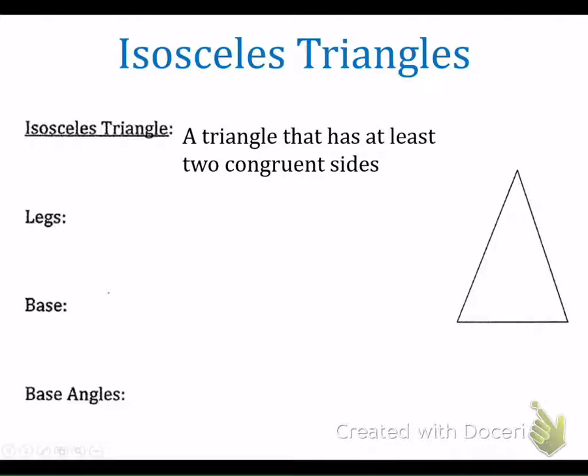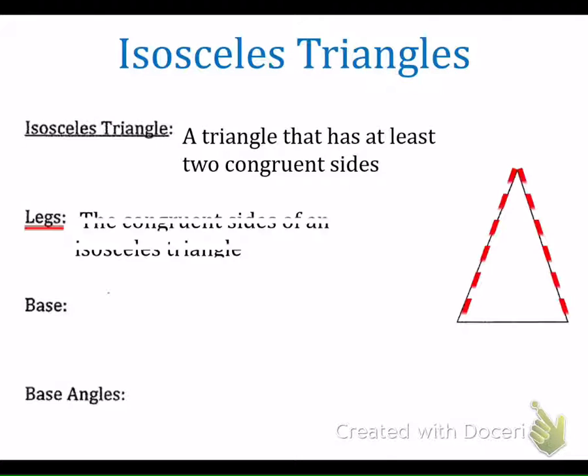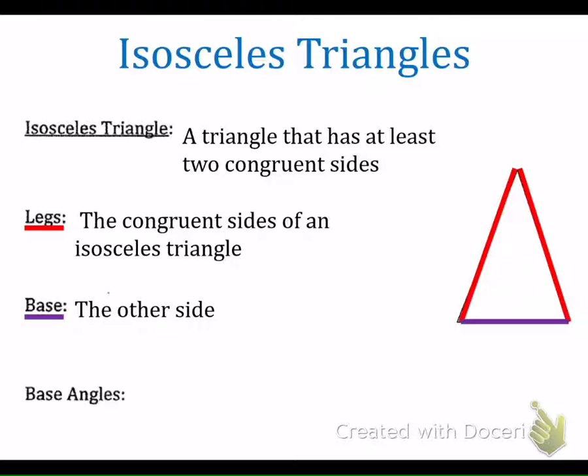So, an isosceles triangle. You should already know this, but write it down again. It's good information. An isosceles triangle is a triangle that has at least two congruent sides. We call the legs the ones that are congruent. So like a typical human has two legs, an isosceles triangle has two legs, all right? And then the base is the other side.